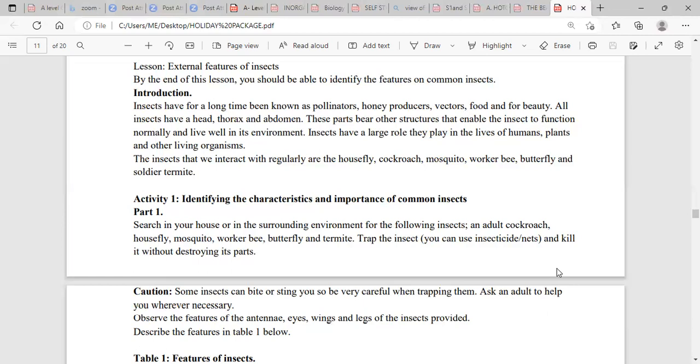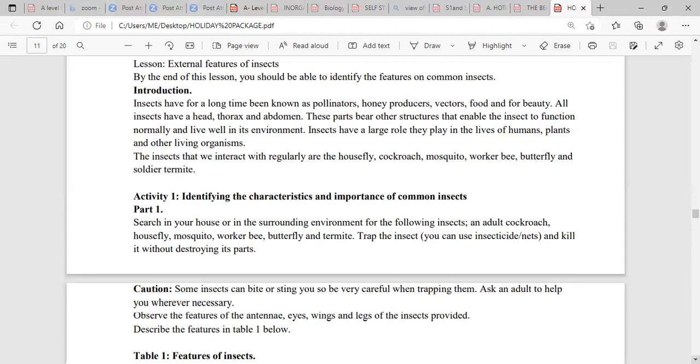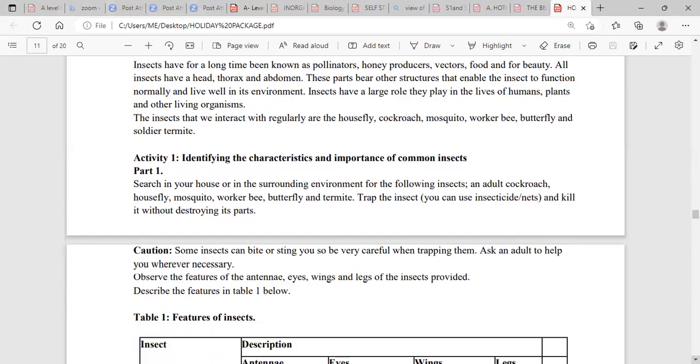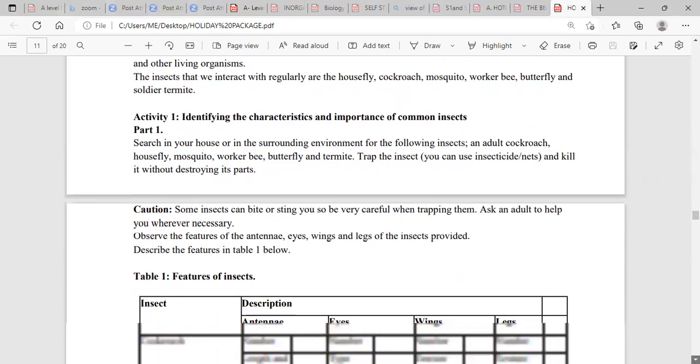Now, you need to take note of this. Don't forget that some insects can bite or sting you, so make sure you are very careful while you are trapping them. If you cannot, then ask someone who is older than you to help you whenever necessary.